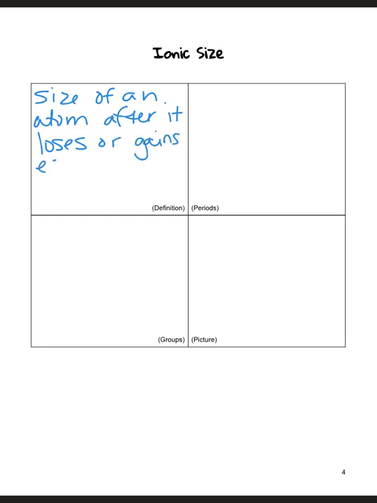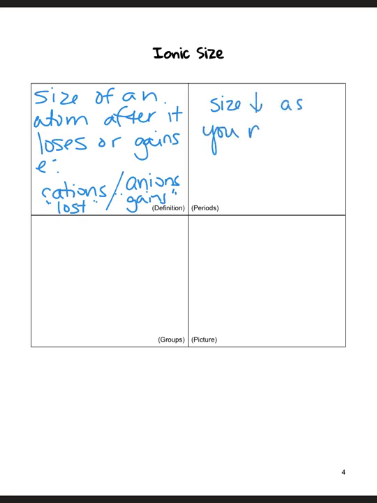You learned about this in physical science, but you've got cations, which have lost electrons, and you've got anions, which have gained electrons. Cations are your metals on the left side of the periodic table. Your anions are the nonmetals on the right side of your periodic table. So the trend is going to be the same. There are going to be some exceptions on whether something is becoming a cation or an anion, but basically the size will still decrease as you move left to right.